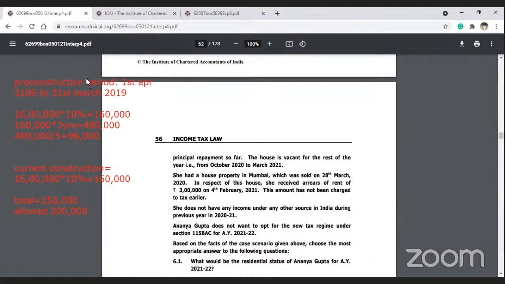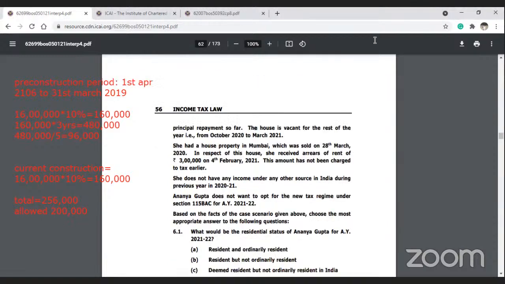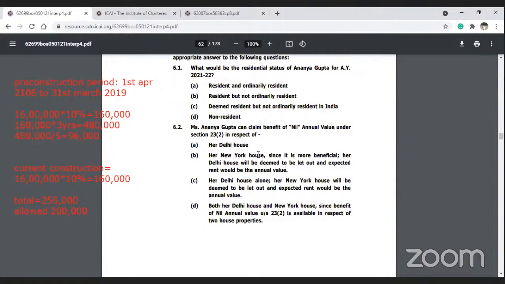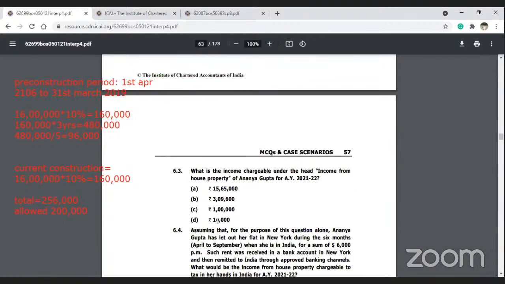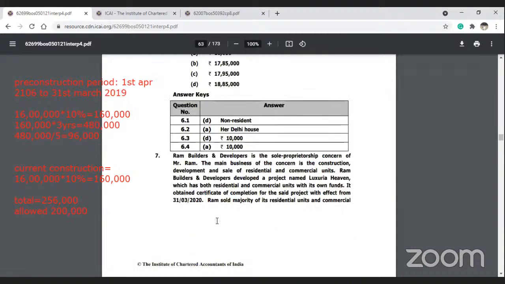The Mumbai house is let out. She has received arrears of rent under section 25A, so you will take only 30% deduction. So 2,10,000 income from Mumbai minus 2 lakh loss from Delhi. It will be 10,000. Yes, correct.